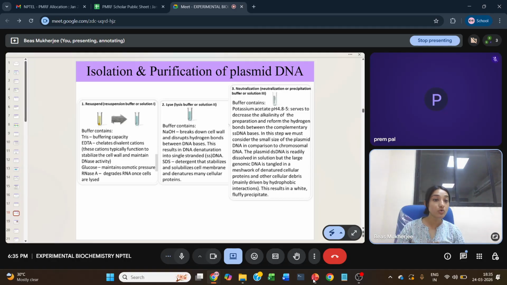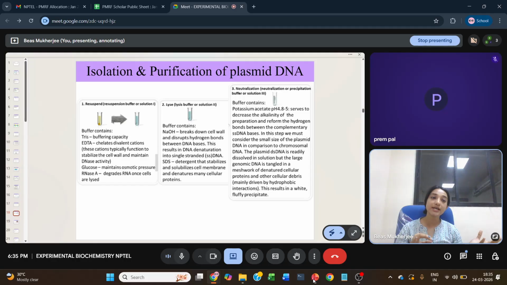Okay, so glucose. We also need glucose in the solution. Why? To maintain osmotic pressure, and RNase A is there to degrade the RNA once the cells are lysed. Okay, next thing is lysis buffer or solution 2. So what is lysis buffer? We need to break open the cell. How do we do that? We use NaOH. So NaOH is used to break open the cell wall and disrupt the hydrogen bonds between the DNA.